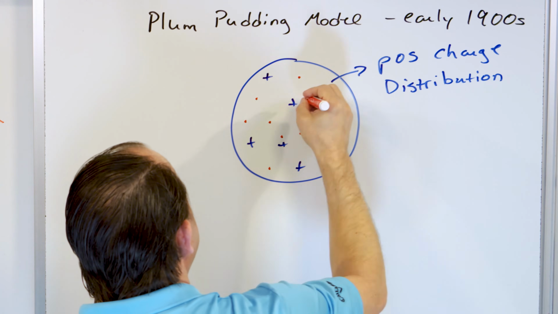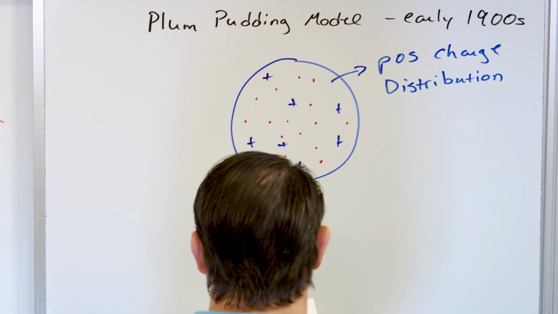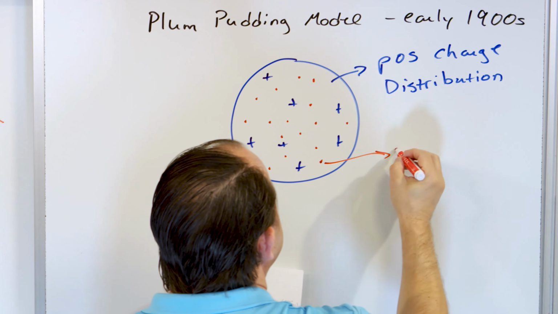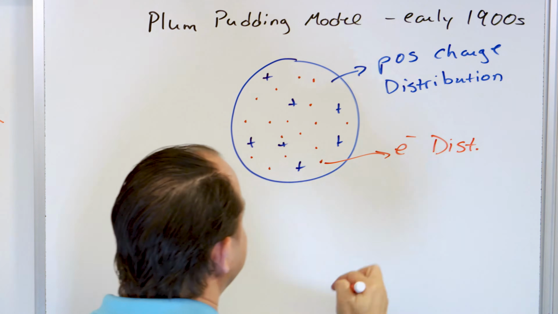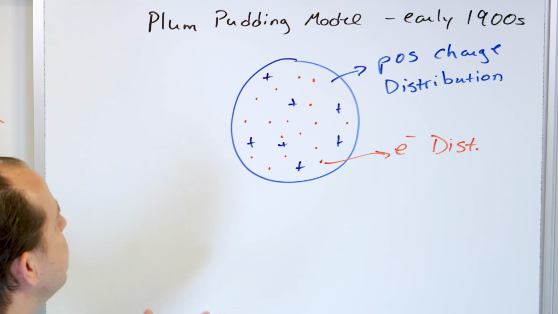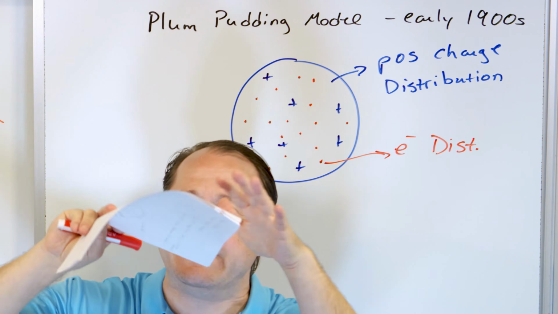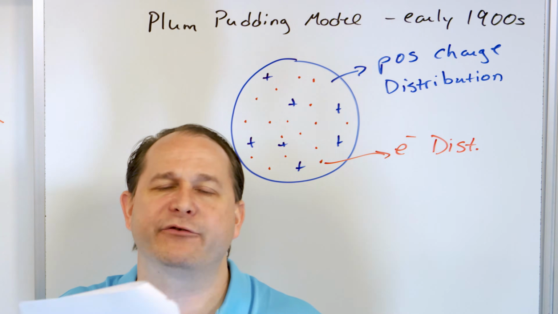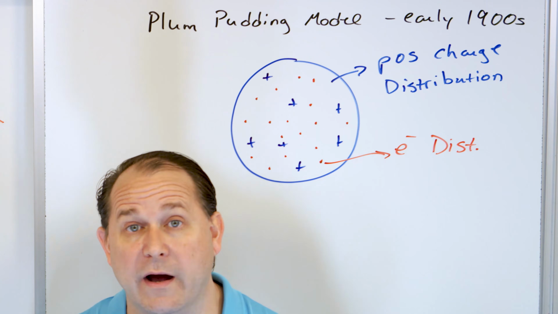It's like plum pudding, right? So you make some pudding and you just put these little raisins in the pudding, and that's called plum pudding. And so you can say here, the electrons are distributed also. So basically it was called the plum pudding model because the positive charges, which are more massive, were evenly distributed and evenly mixed around with the negative charges, and that whole arrangement is what they thought the atom was.